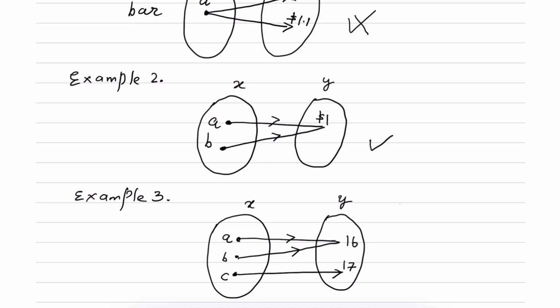So let's check whether the definition of the function holds in this case or not. A is associated with one y value, which is 16, B is also associated with one y value, which is 16, and C is also associated with one y value, which is 17. So the definition of the function again holds.